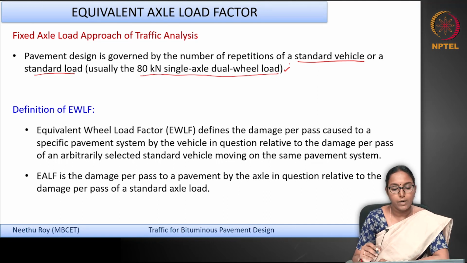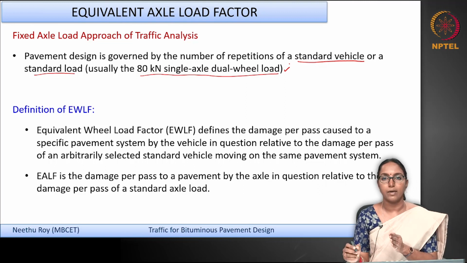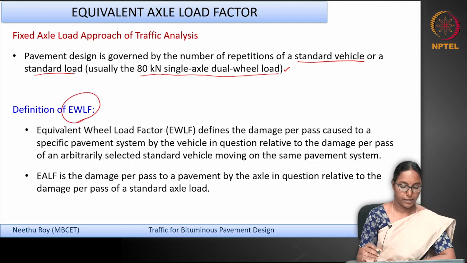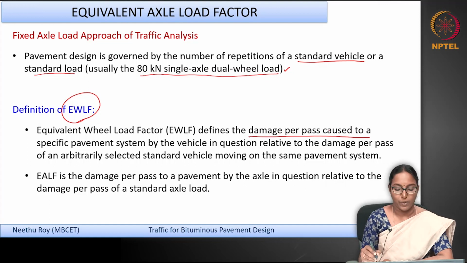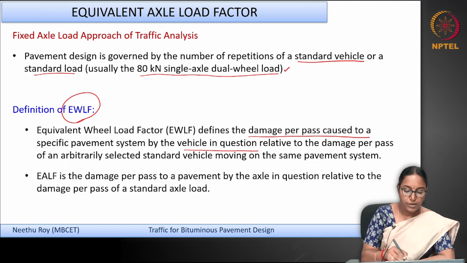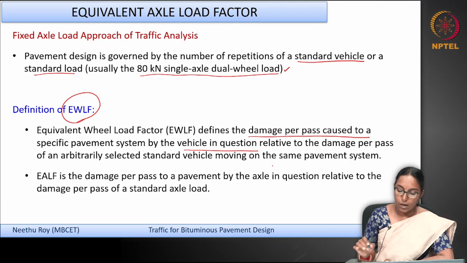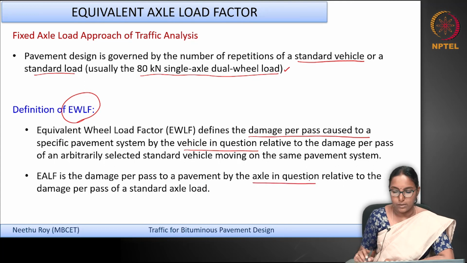Now, in order to do this conversion of different classes of vehicles or axle loads to a standard axle, you use something called an equivalent wheel load factor. The definition is: the equivalent wheel load factor defines the damage per pass which is caused to a specific pavement system by the vehicle in question, relative to the damage per pass of an arbitrarily selected standard vehicle moving on the same pavement system. Or you can define it as the damage per pass to a pavement by the axle in question relative to the damage per pass of the standard axle load.